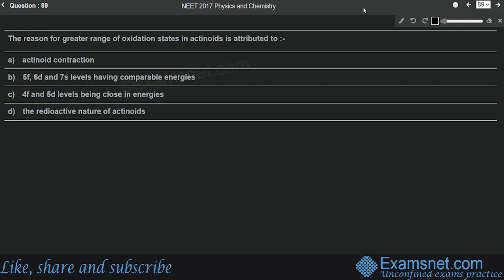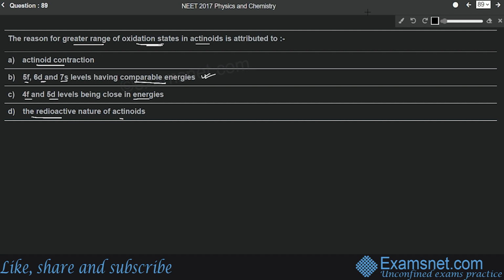Question number 89 is from d and f block elements, and the question is: the reason for greater range of oxidation states in actinoids is attributed to option A, actinoid contraction, option B, 5f, 6d and 7s levels having comparable energies, option C, 4f and 5d levels being close in energies, and option D, the radioactive nature of actinoids. And the correct answer is option number B, that is 5f, 6d and 7s levels have comparable energies.